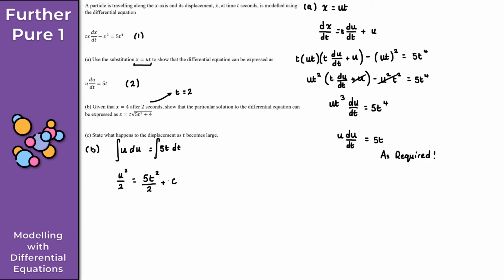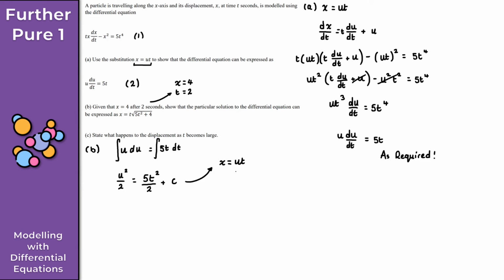Okay? Well, let's just times through by 2. So if we times through by 2, in fact, before I times through by 2, don't forget that I do also need to find c. So I'm kind of jumping ahead of myself here. Don't forget c. So for c, what we need to do is use this boundary condition. Okay, so x equals 4 after 2 seconds. So what I've got here is x equals 4 and t equals 2.